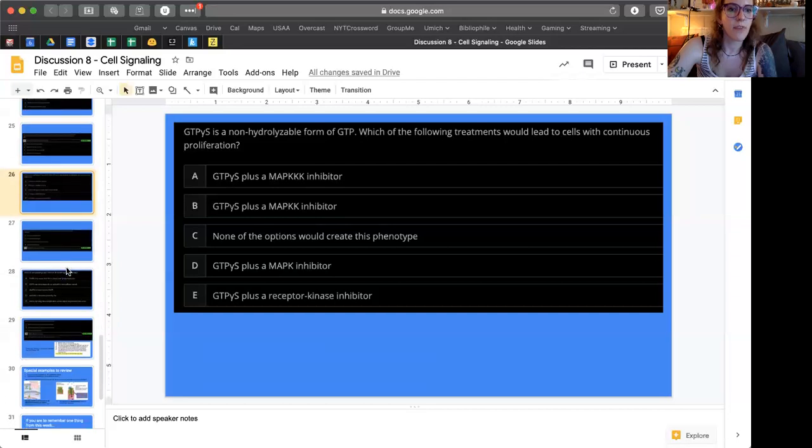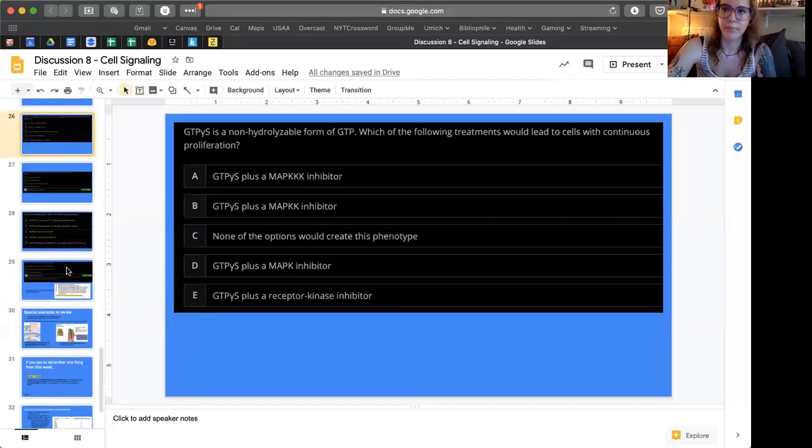All right, and now finally, very similar question, but might be kind of tricky. GTP gamma S is a non-hydrolyzable form of GTP. So again, it can't cleave off that third phosphate group. So which of the following treatments would lead to cells with continuous proliferation? So we're saying which one of these options would not block the pathway from occurring? Or inhibit MAPKK, MAPKK, MAPK, or receptor kinase.